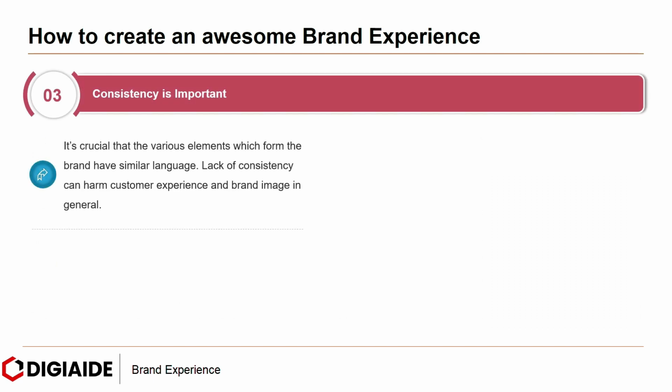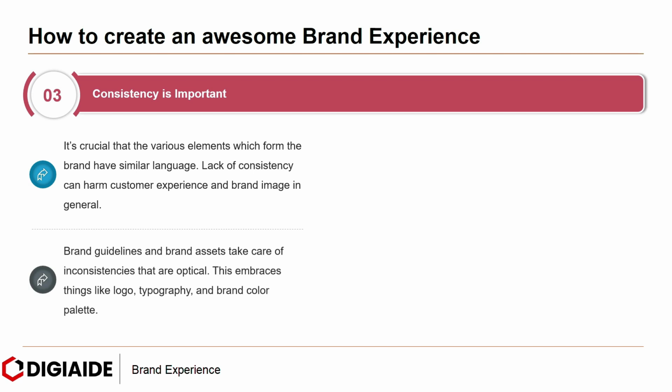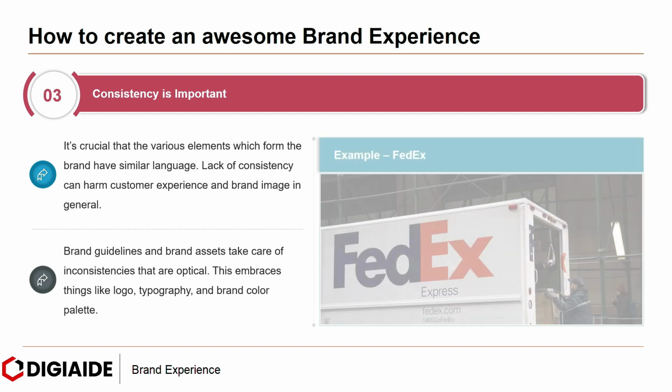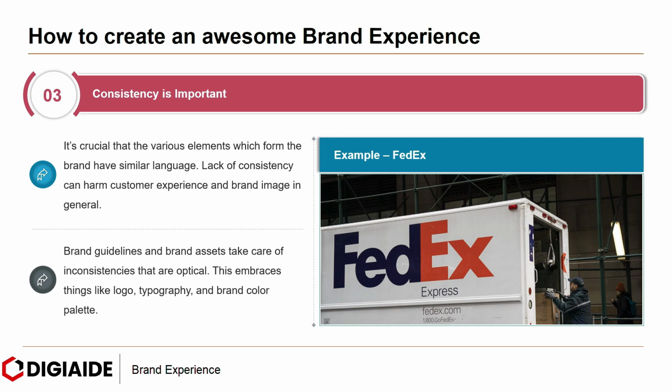It is crucial that the various elements which form the brand have similar language. Lack of consistency can harm customer experience and brand image in general. Brand guidelines and brand assets take care of the inconsistency that are optical. This embraces things like logo, typography, and brand color palette. Example, FedEx with its logo all over their vans as well as aircrafts that are used for the courier transport.